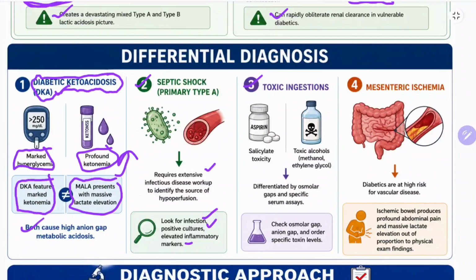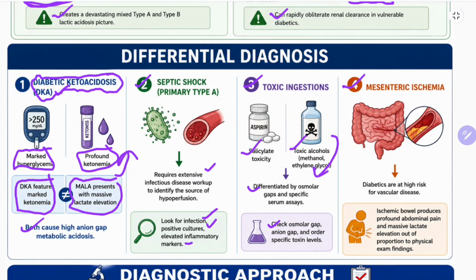Third is toxic ingestion. Salicylate toxicity, mainly aspirin or NSAIDs toxicity, and toxic alcohols like methanol or ethylene glycol. These were also already discussed in DKA. We should differentiate from these things. These are differentiated by osmolar gaps and specific serum assays. In these toxic alcohol cases, there will be an increased osmolar gap. So check the osmolar gap, anion gap, and order specific toxin levels for salicylate toxicity and toxic alcohols.